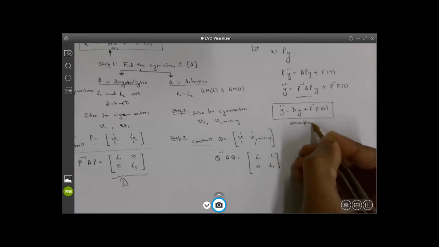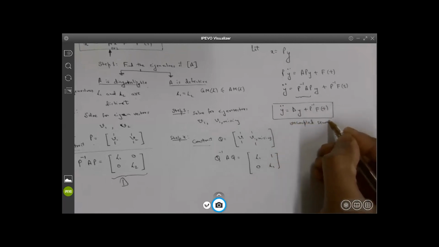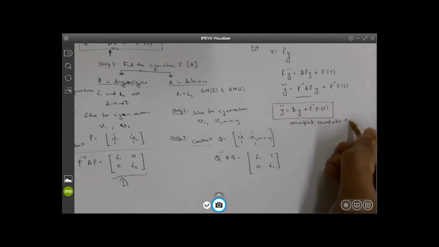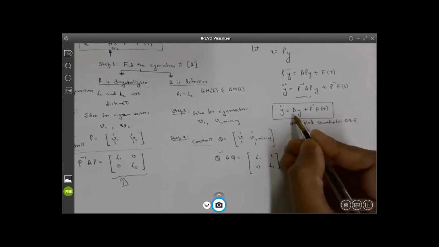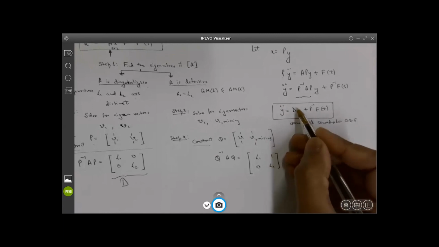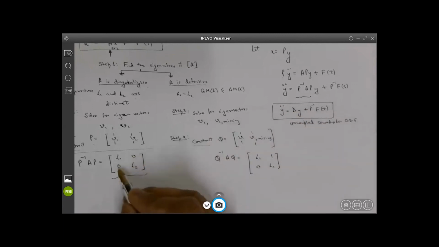Uncoupled second order ODE. Why is it uncoupled? Because now in my matrix A, all the off diagonal terms are 0. This I will basically get that.